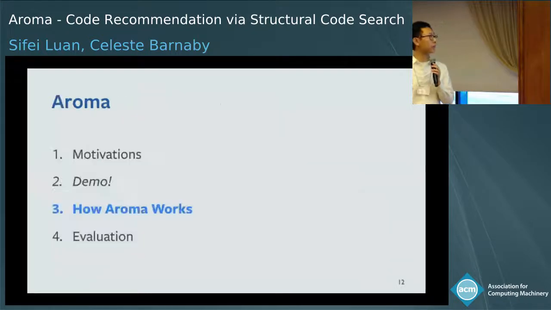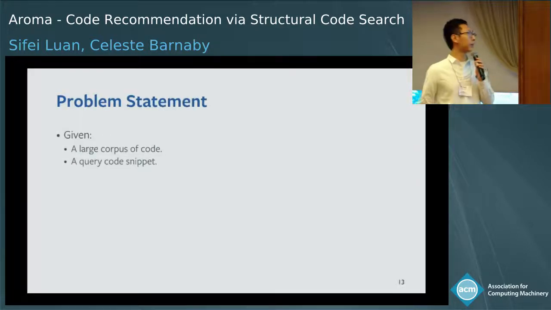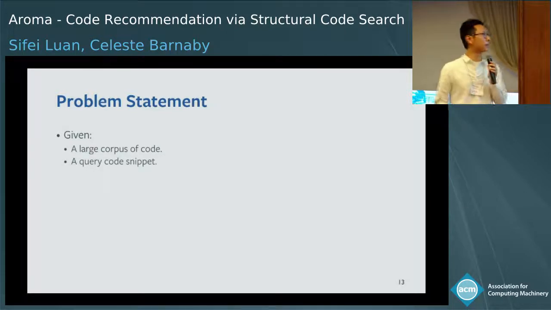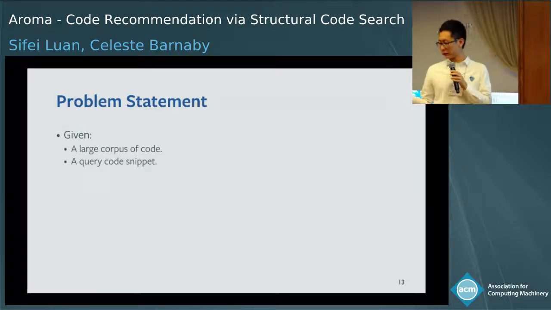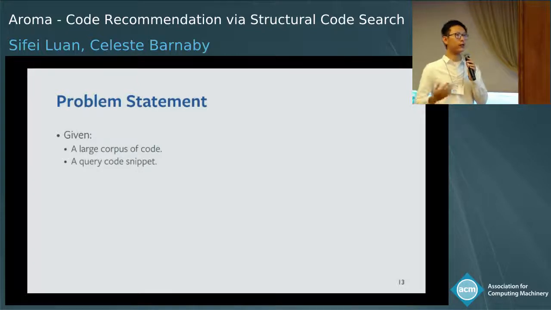So these are some examples we have seen about what Aroma can provide as code recommendations. And now let's take a quick look at how Aroma does it. So here's how we formulate the problem. We assume we're given a large code corpus. In the experiment that we did, we took a sample of about 5,000 GitHub Android projects, and they sum up to about 2 million methods. And we're trying to find useful things from it.